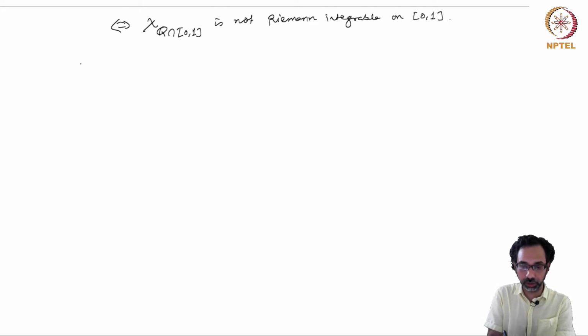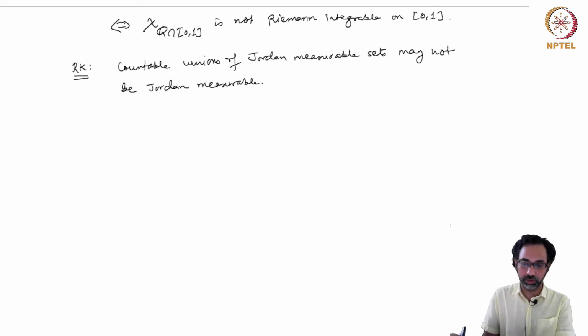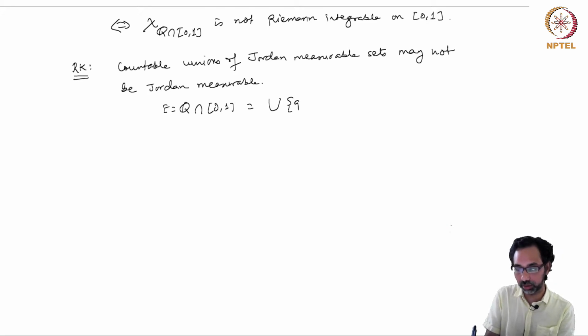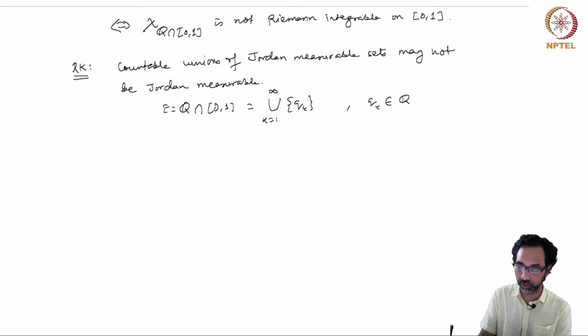Now this example also shows, so I will put this as a remark, that countable unions of Jordan measurable sets may fail to be Jordan measurable. So here we can take each rational point qk and write this set E that we have as a countable union of points which are rational numbers. So qk belong to Q intersection 0, 1 for all k greater than or equal to 1.